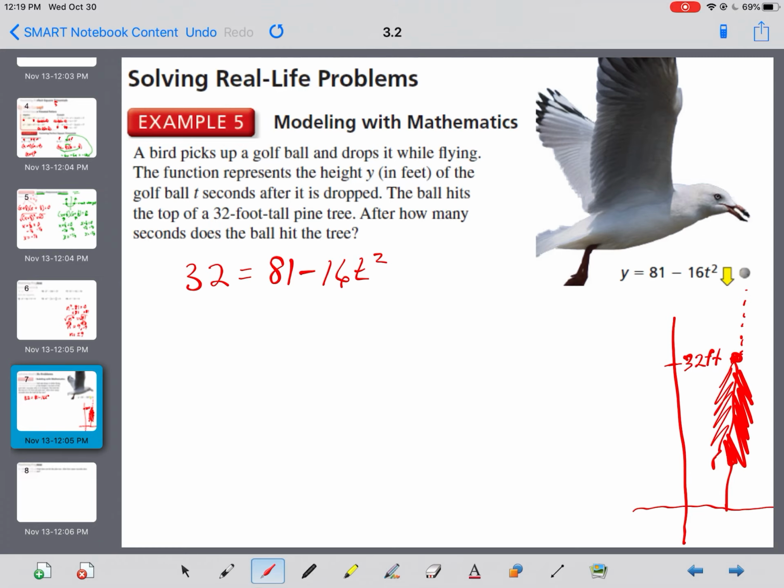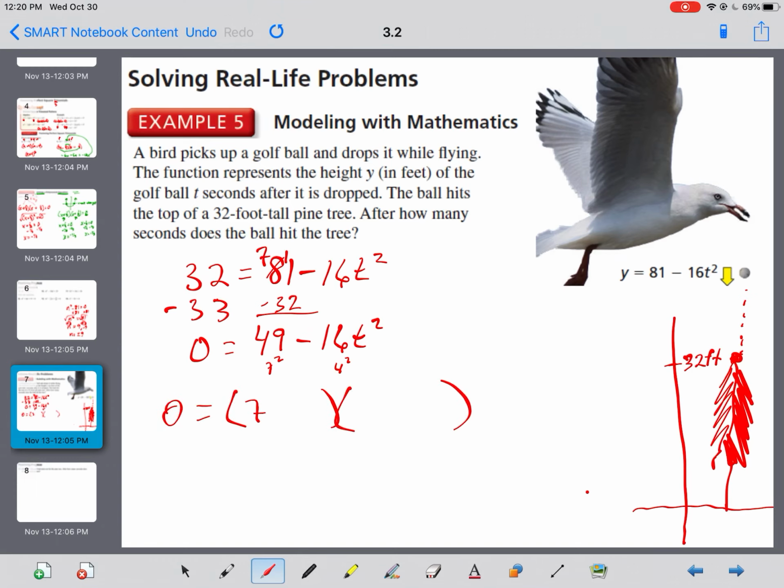Okay. Now to solve, I want to solve for t, time, seconds. I have to get it set equal to 0, so move the 32. 0 equals, let's see, 81 minus 32, borrow. 11 makes that 9. 7 minus 3 is 4. Okay. Oh, look at that. That's 7 squared. That's 4 squared. That's a difference. I got a difference of squares.